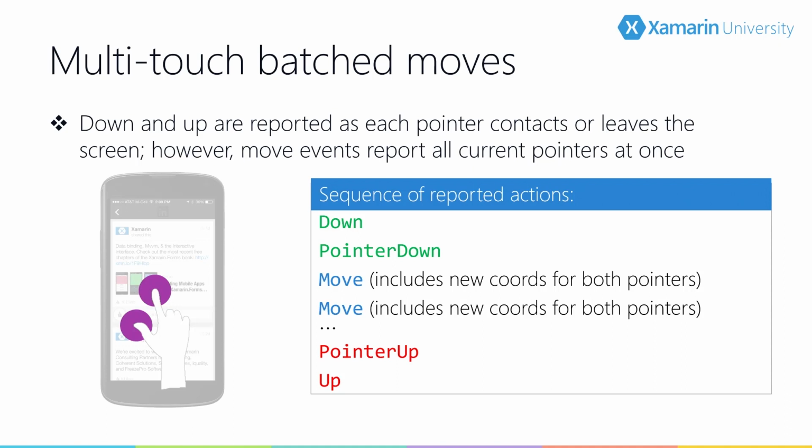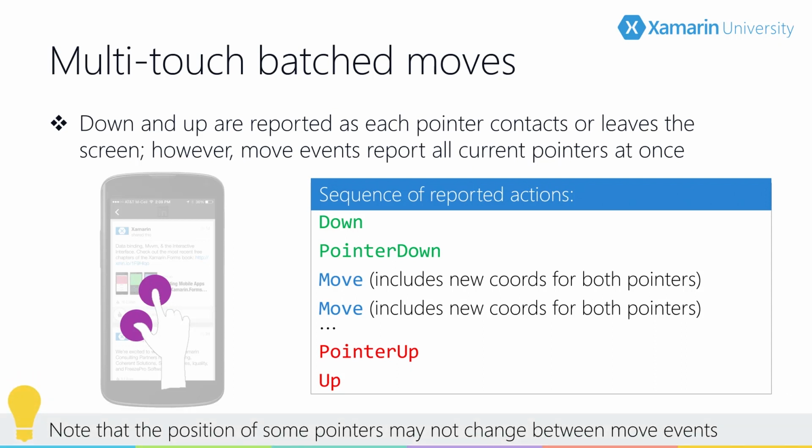The sequence would be something like this. You start with no fingers on the screen. When the first finger contacts the screen, you get a down action. When the second finger contacts the screen, you get a pointer down action. When either finger moves, you get a move action. The event args will contain the new coordinates for all of the fingers. When one of the two fingers leaves the screen, you get a pointer up action. When the last finger leaves the screen, you get an up action.